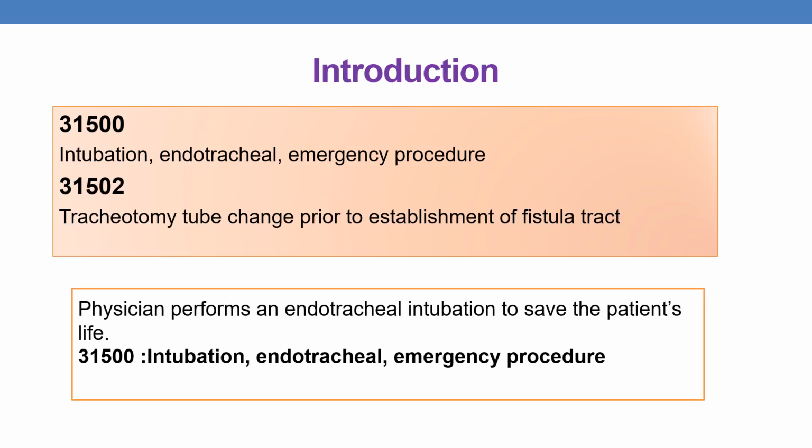The next topic is introduction. The first CPT is 31500. It deals with intubation, endotracheal, emergency procedure. If intubation, endotracheal is performed in an emergency situation, the CPT is 31500. The next CPT is 31502. Tracheotomy tube change prior to establishment of fistula tract.